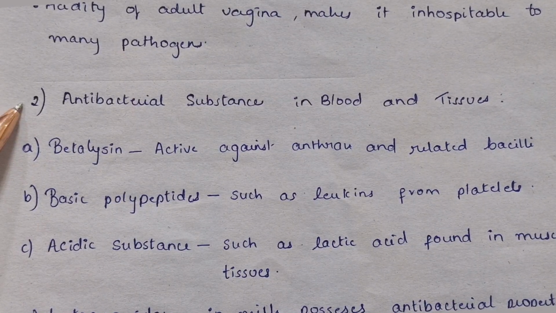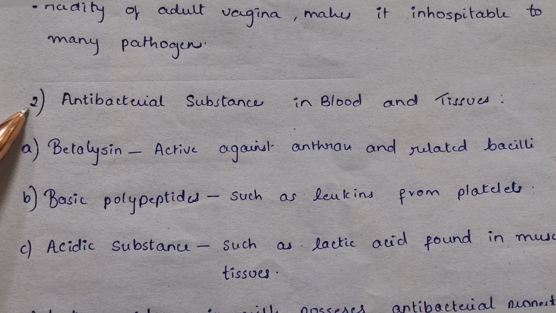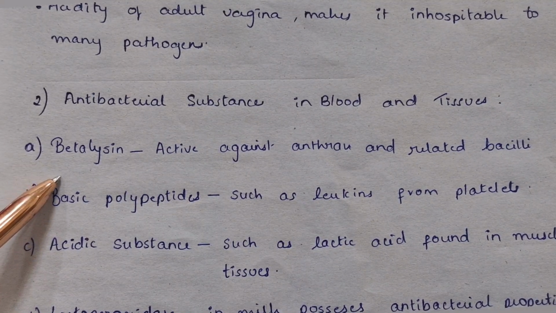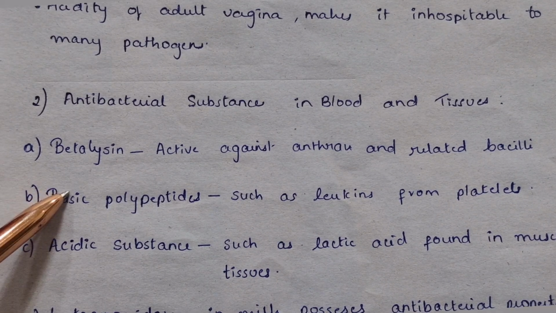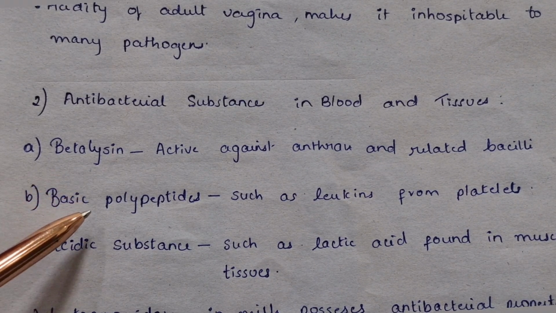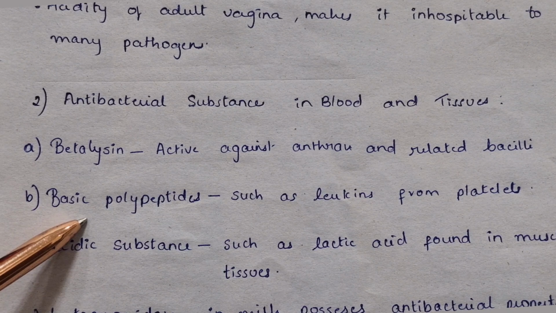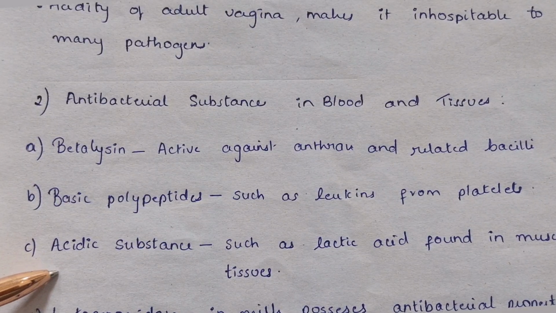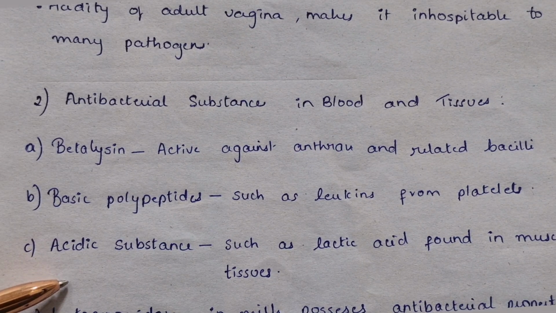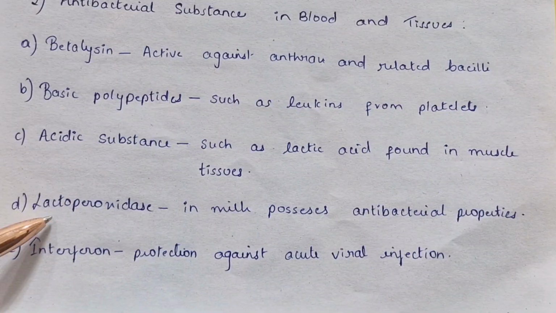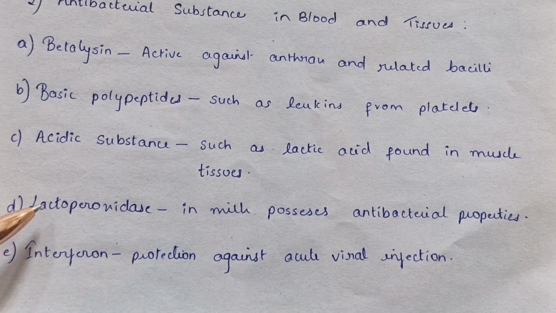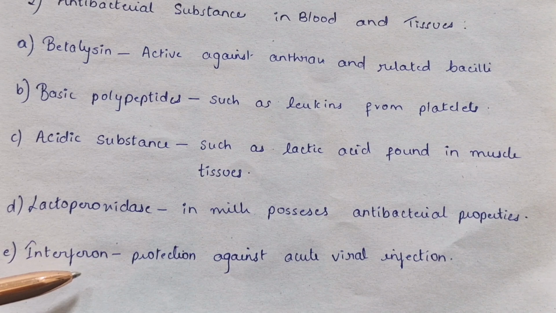The other mechanism includes antibacterial substances in blood and tissues. The first one is beta-lysine, which is active against anthrax and related bacilli. The second one is basic polypeptides such as leukins from platelets. Then we have acidic substances such as lactic acid found in muscle tissues. Lactoperoxidase in milk possesses antibacterial properties. Interferon helps in protection against acute viral infection.